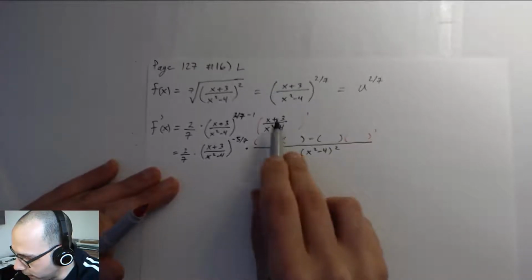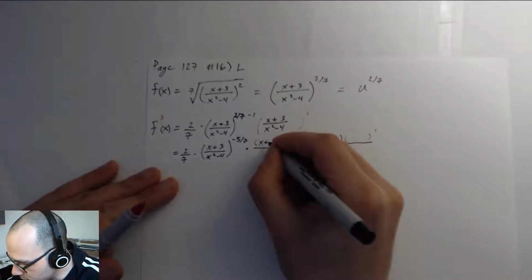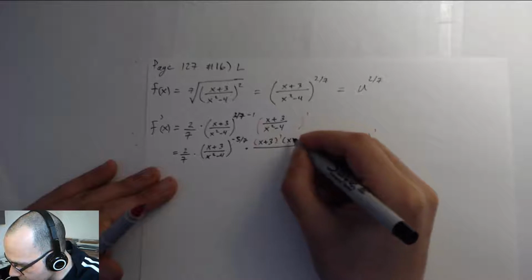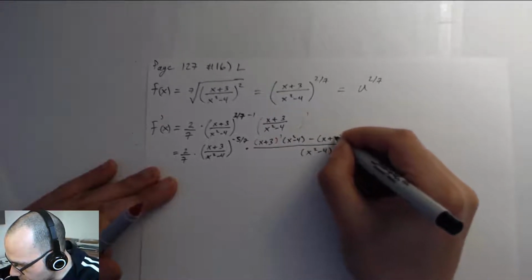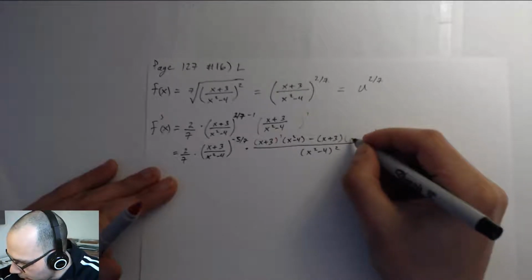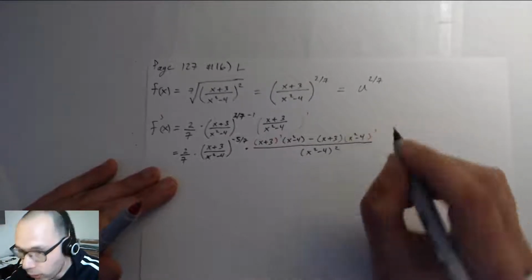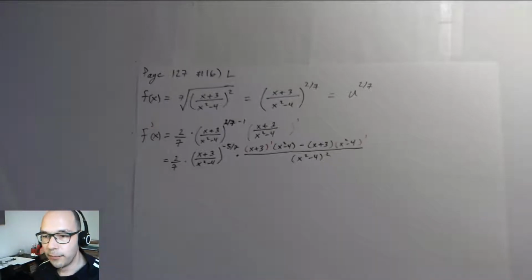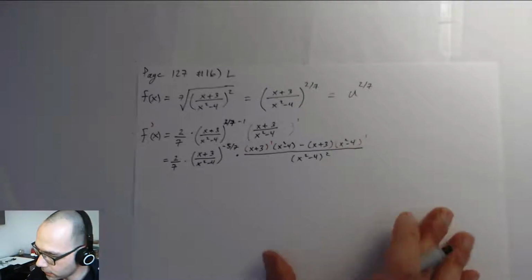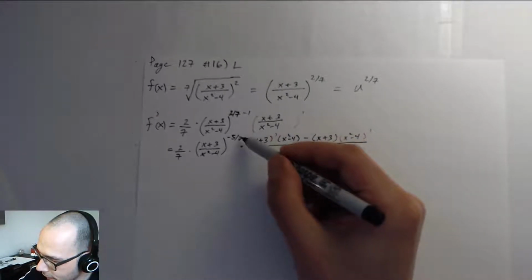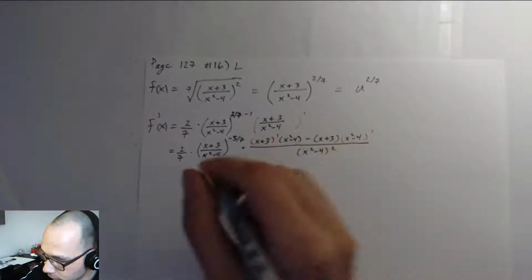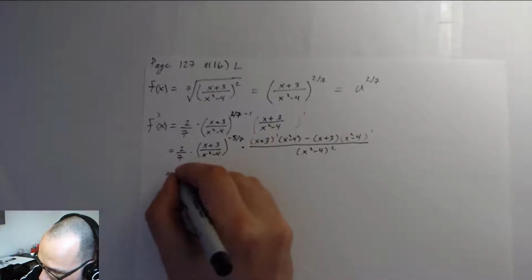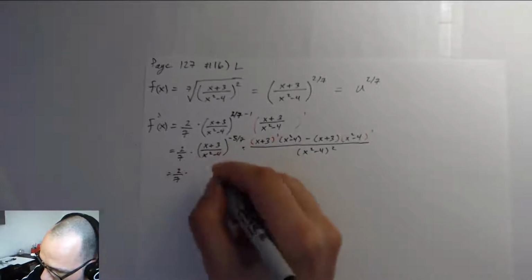Now you can put the first one: (x plus 3) prime times (x squared minus 4), minus (x plus 3) times (x squared minus 4) prime. So it's u prime v minus u v prime over v squared, the situation. Now I see that I have a negative exponent right here. I can just switch numerator and denominator to simplify that a little bit.